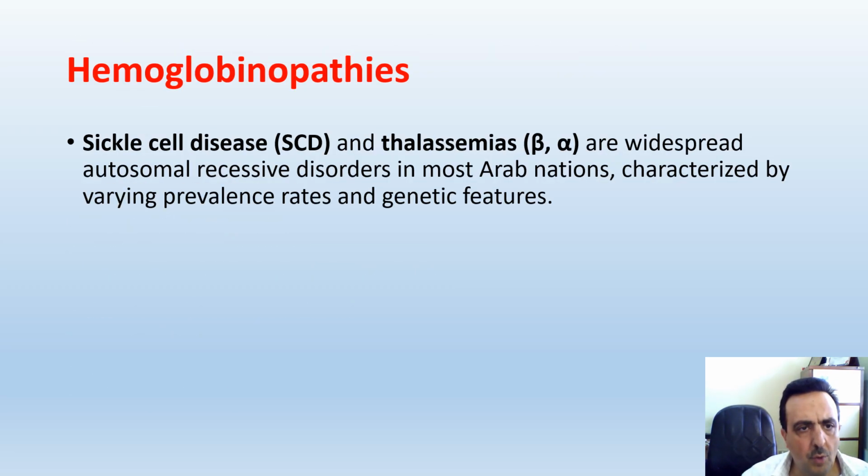The hemoglobinopathies that are common in Arabs are sickle cell disease and thalassemias, alpha and beta.